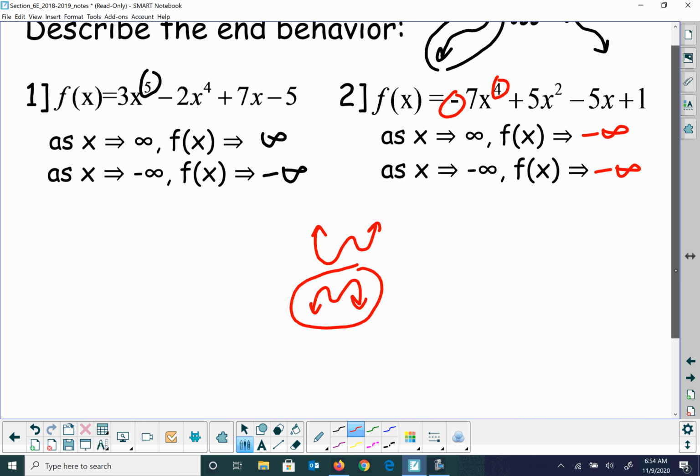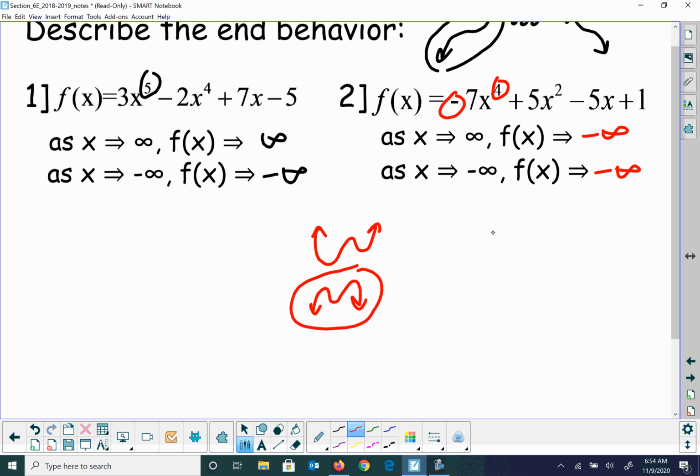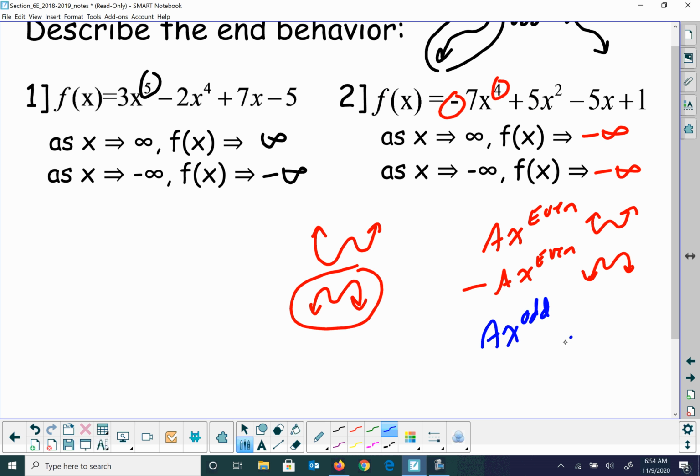So just be aware: if you have ax to an even power, the graph looks like this. If it's negative ax to an even power, it goes down. If I have ax raised to an odd power, it looks like this. If it's negative ax to an odd power, then it looks like this. So you've got to keep those in mind.